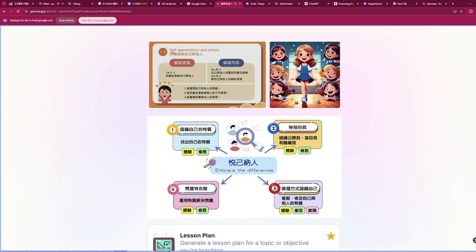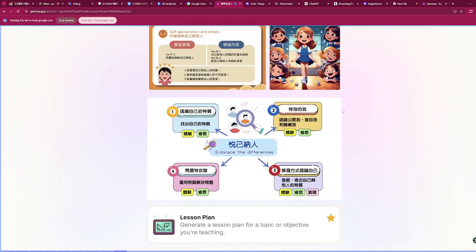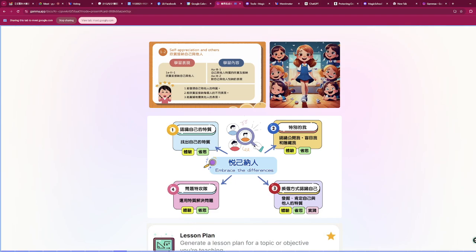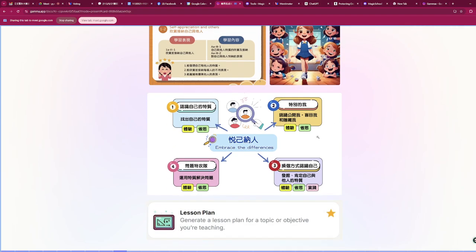Today I'm going to show you a focus on embracing the differences, 欣赏接纳自己与他人. If you see this image, it was also created by MagicSchool.ai, an image generator, and I'm going to show you how to use this image generator, and students could actually use this image generator as well. This lesson is on embracing the differences and knowing about ourselves, and we're going to use this lesson plan to generate a lesson plan.